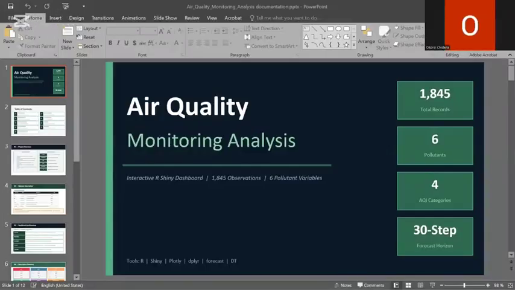Hi, my name is Okoro Reginald Chidera. I'm the team lead for the air quality monitoring analysis, an interactive R Shiny dashboard built on 1,845 sensor observations across 6 pollutant variables. Over the next few minutes, I'll walk you through the data, the dashboard architecture, and the key findings, including a 30-step forecast for where pollution levels are headed.